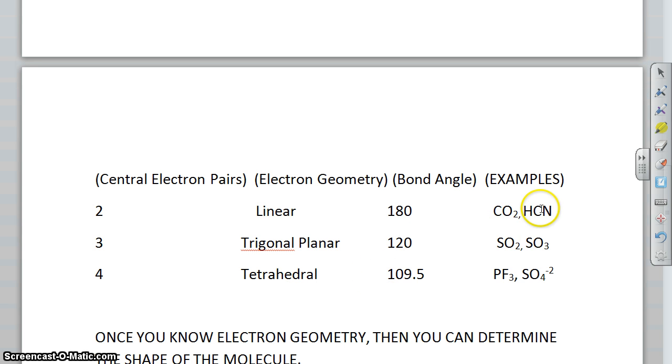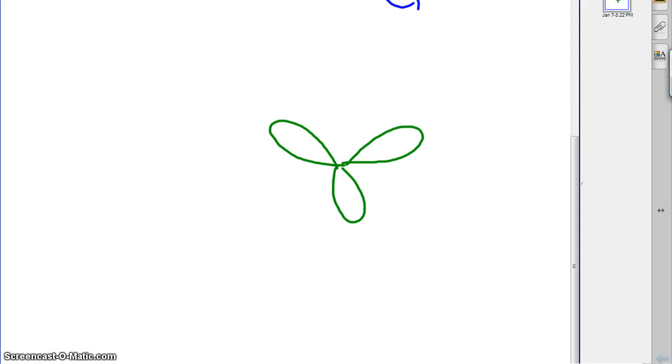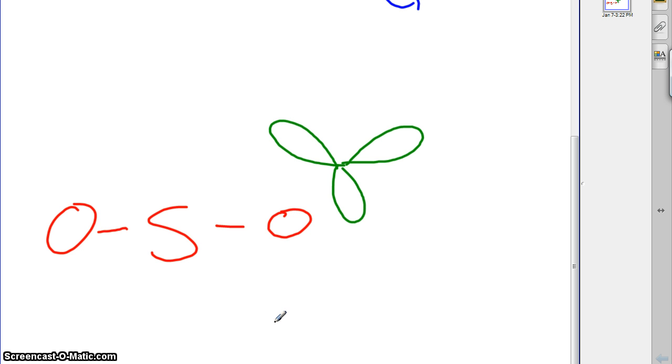So let's look at some of these examples. Let's look at SO2. The Lewis structure for SO2 is going to look like this. You're going to have S in the center, and O on each side, and then you're going to have a double bond on one of the O's and a single bond on the other.